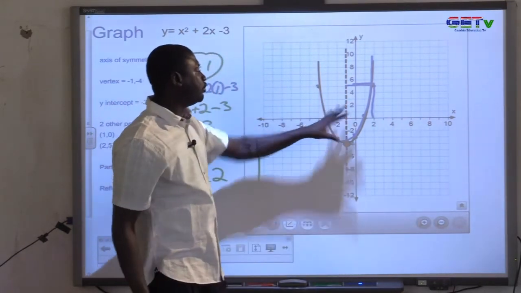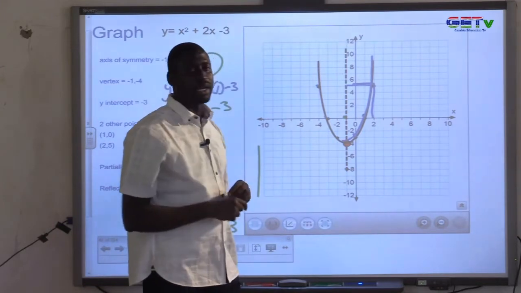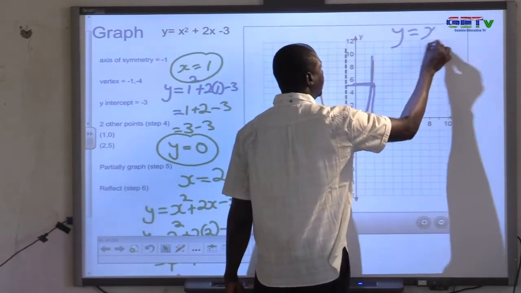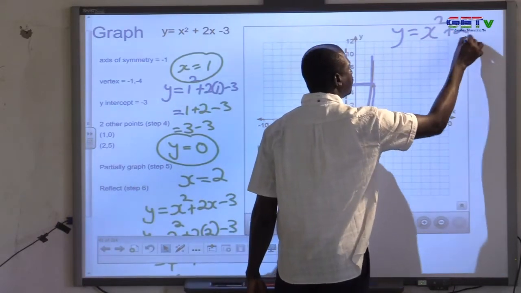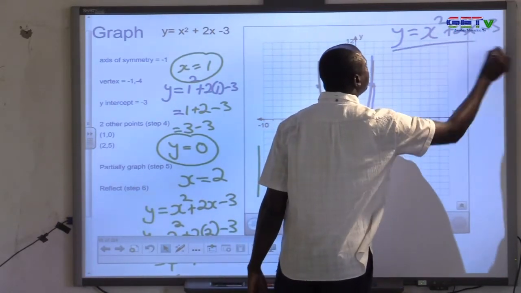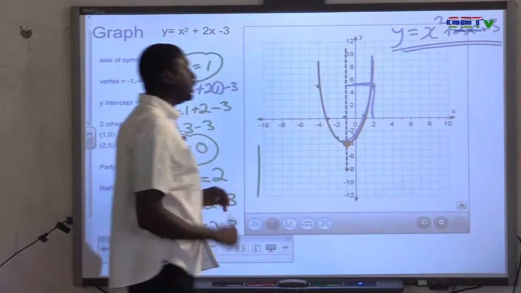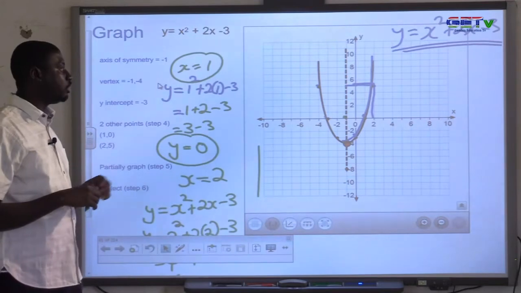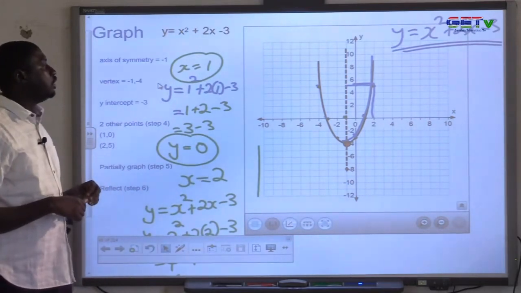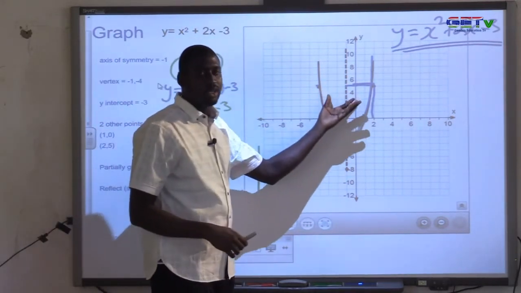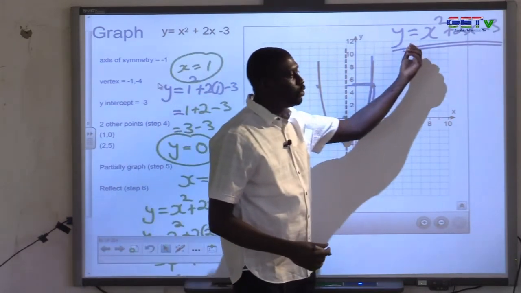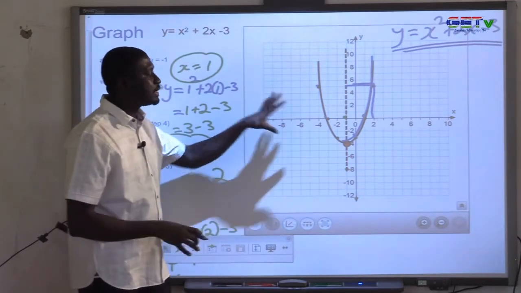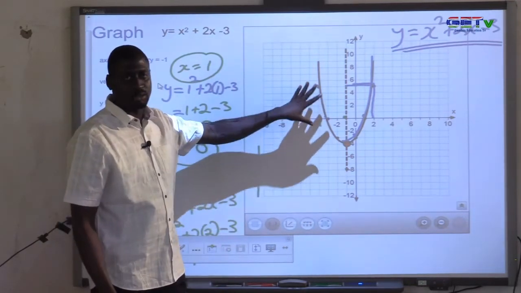Then you get your full parabola, which is the graph of the function y is equal to x squared plus 2x minus 3. So this is the way you graph the function. This method might be slightly different from the way you are taught if you're in grade 11 or grade 12, because sometimes you'll be given a table format. From the table, you'll find your y values and input them in the table. But if you graph it, you'll get exactly the same thing as the one that I've solved here.